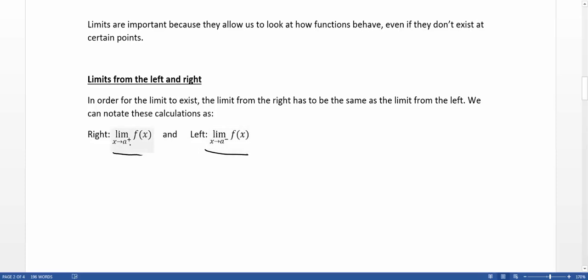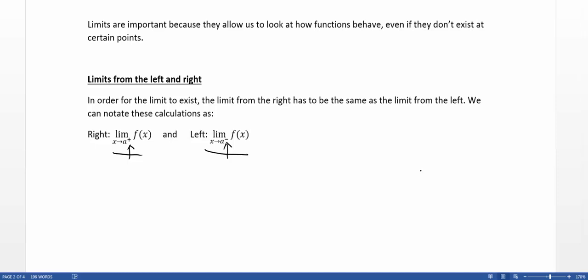So when we take a limit from the right, notice this little plus symbol next to A. That means when we're approaching a number, we're approaching it from the right. That plus indicates that we're a little bit bigger than the independent value. Now, when we approach a number from the left, we're going to use this little minus symbol to indicate that we're approaching it from a little bit less than the number we're approaching.